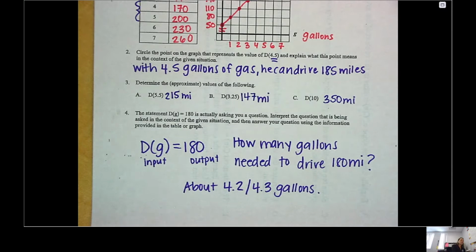Now, in these problems over here, we did a lot of estimates, right? Just kind of looking at the graph, looking at the table. Now I'm going to show you how to do it exactly so that you don't have to guess anymore and you'll get the exact answer every time.